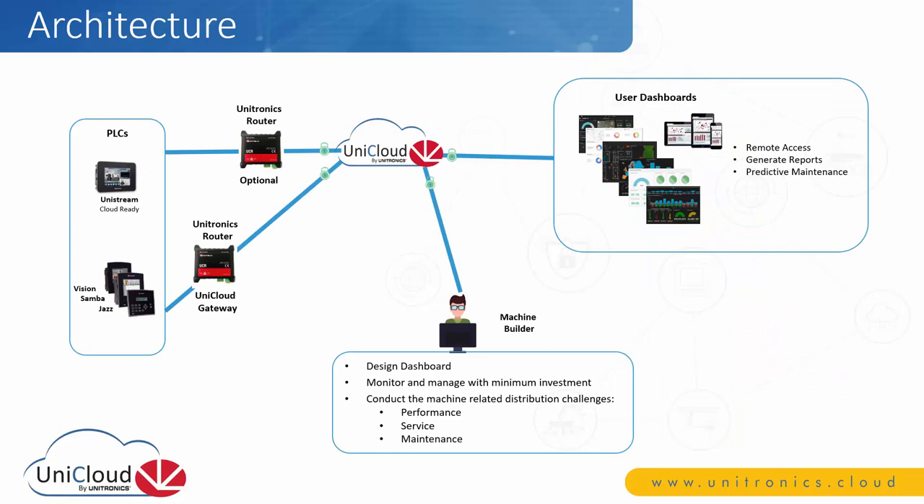I'd like to take a minute and break down the architecture that UniCloud provides. Now, from a PLC standpoint, the UniStream is going to be cloud ready. And what I mean by cloud ready is you have the ability to, once you have internet connection, set up all of your asset type configurations in UniLogic, sync it to the cloud, connect to the internet, and you have the ability to connect to your UniStream. For Vision, Samba, Jazz, and third-party devices, a Unitronics router needs to be in between cloud interface and the controller. The reason for this is Vision, Samba, Jazz do not support MQTT protocol natively like the UniStream does. The router is what is going to pass your telemetry from the controller up to your cloud interface.